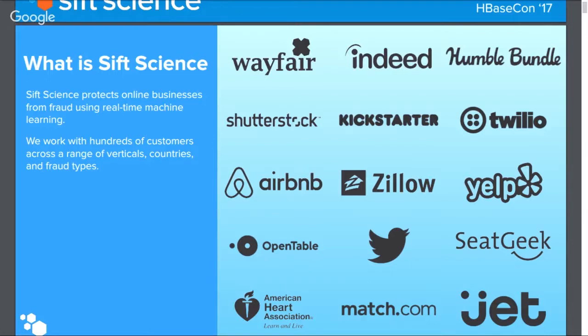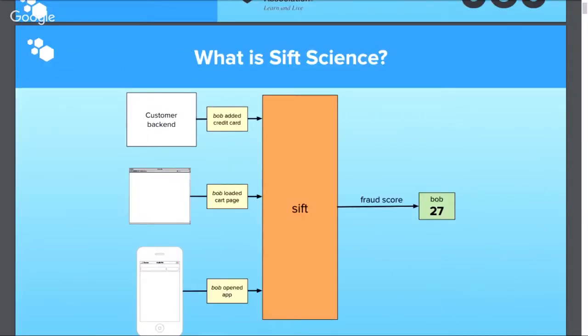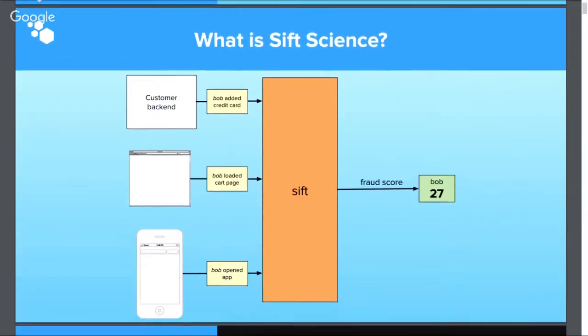And the kind of service we provide is basically an API. Our customers send us data through a variety of different means, either directly from their backend through our REST API, from their users' browsers through a JavaScript snippet, or through a mobile SDK they can integrate into their mobile applications.